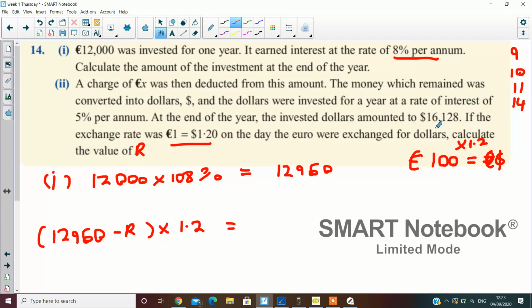You change the dollars and then you invest it and get an extra 5%. Does that make sense? You change it to dollars and then invest it for another 5%. So we have to add on another 5% onto this number. So how do you add on 5%? Multiply by 105%, or simply multiply by 1.05.